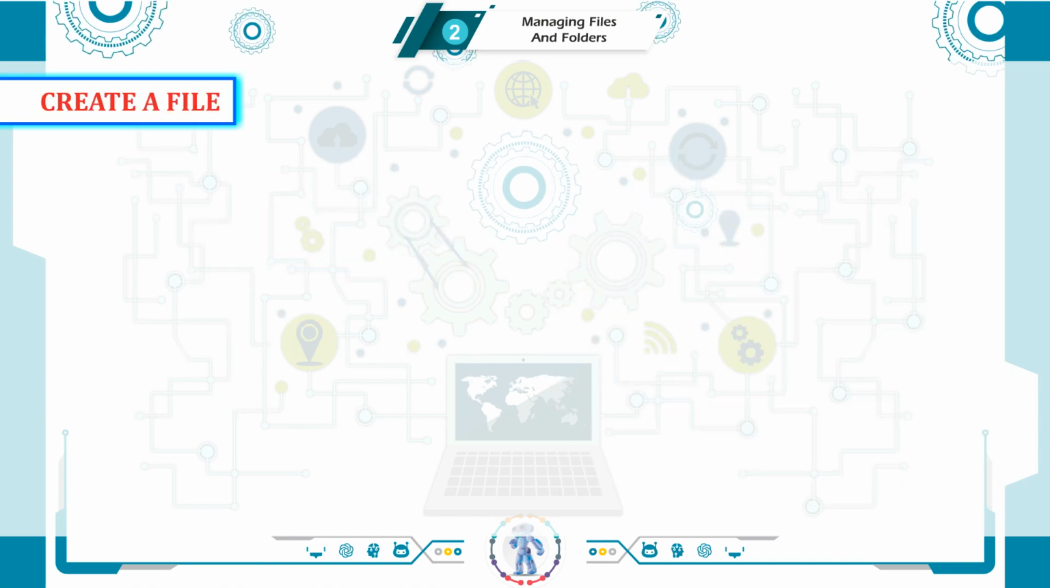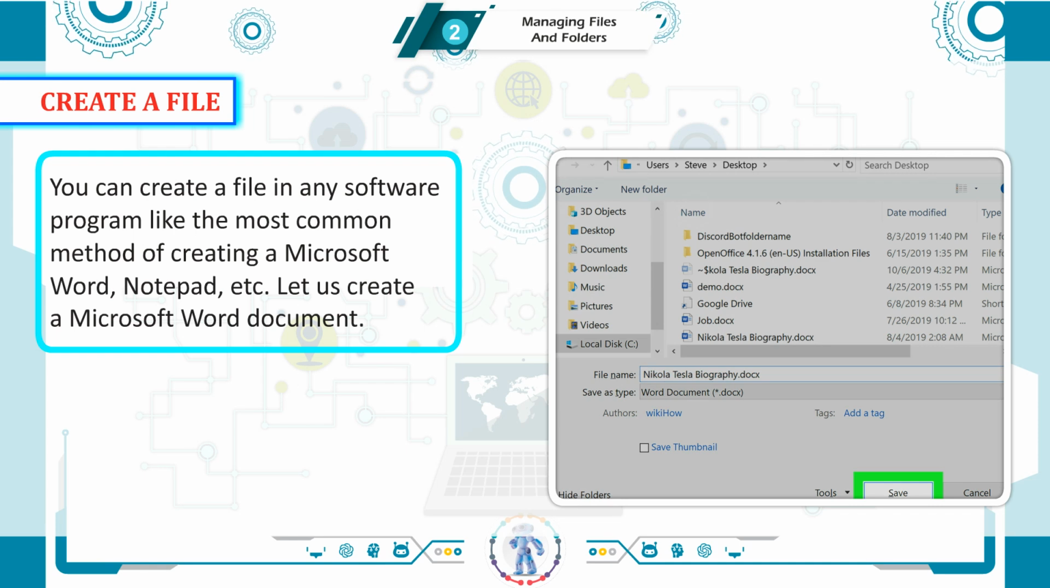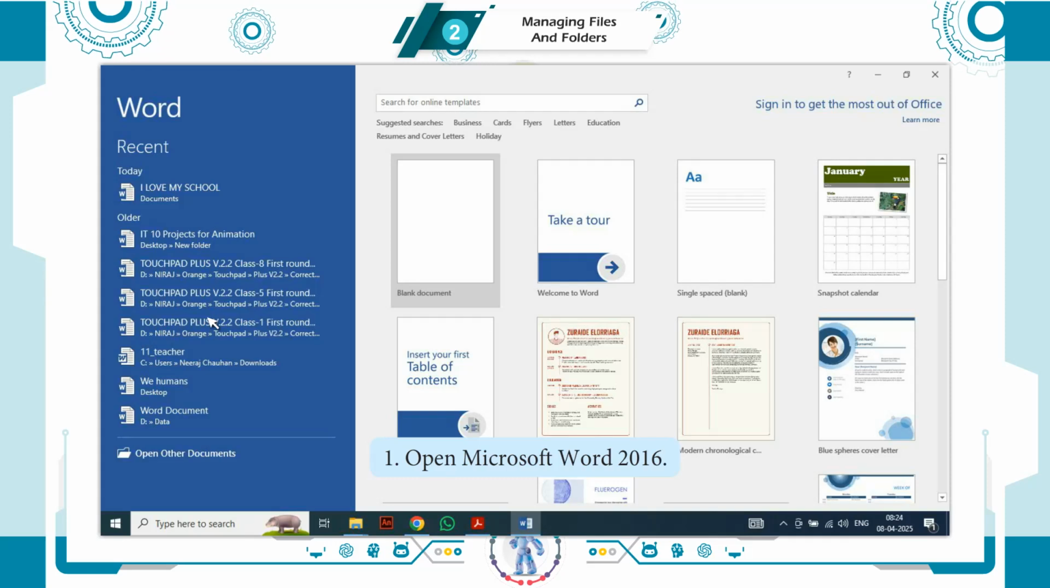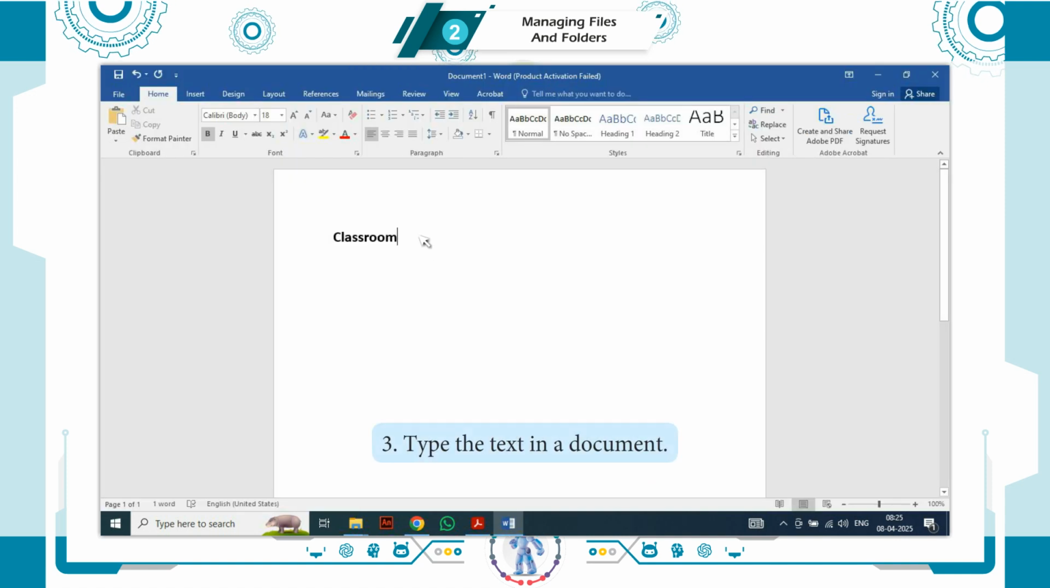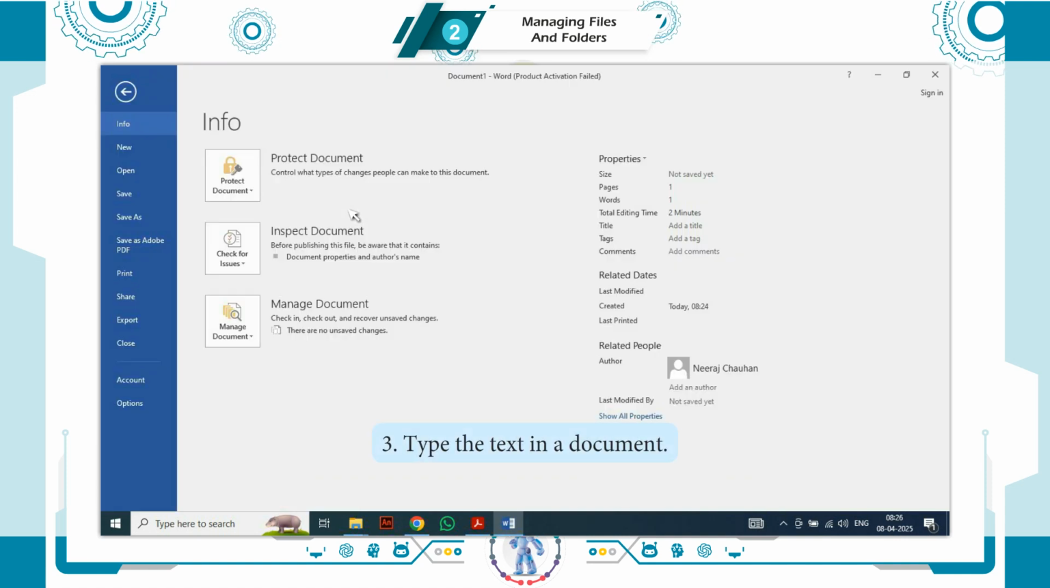Create a file. You can create a file in any software program, like Microsoft Word, Notepad, etc. Let us create a Microsoft Word document. 1. Open Microsoft Word 2016. 2. Select a blank document. 3. Type the text in a document.